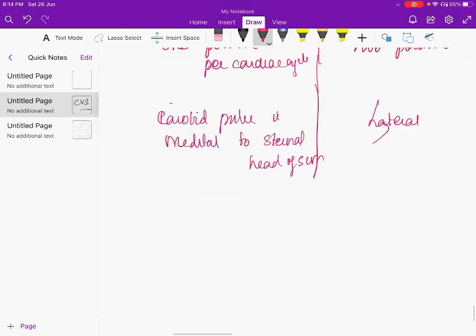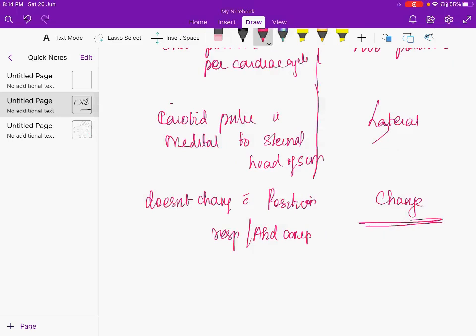Okay. Moreover, your carotid pulse doesn't change with position, like any other arterial pulse. It doesn't change with position, respiration or abdominal compression. Whereas JVP will change. We'll see it later. Okay.